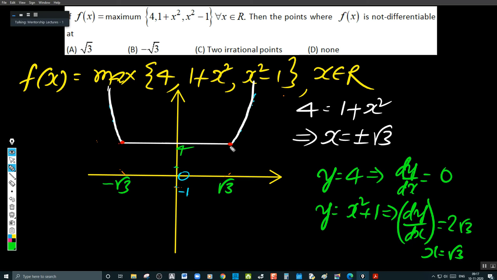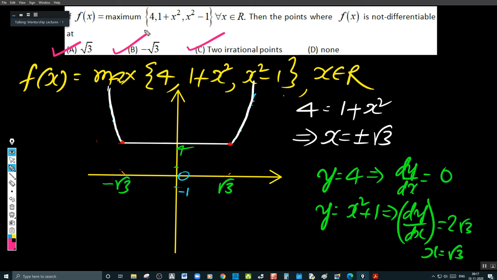That is the meaning of sharp points, please. Sharp point means left-handed slope is not equal to right-handed slope. That is the reason why wherever the sharp points are there in the graph, the function is non-differentiable. Is it clear, please? What are the options then? B, two irrational points, obviously, root 3 and minus root 3. So this depends on the graph. There is no other go for this.